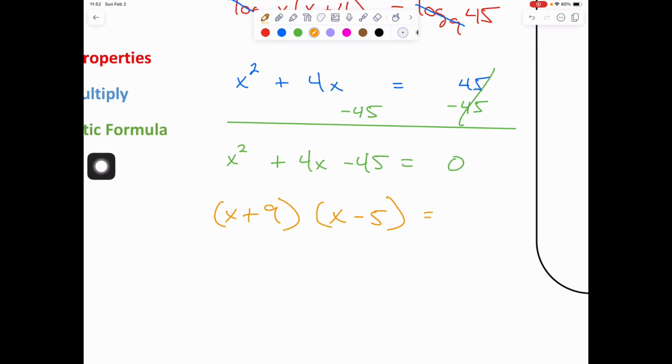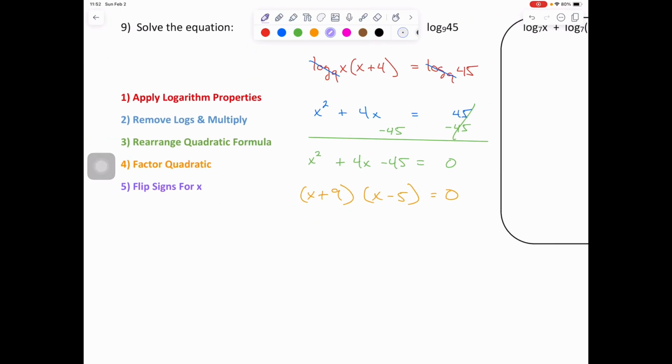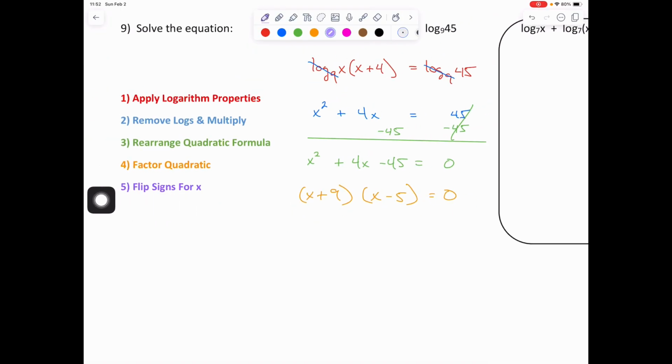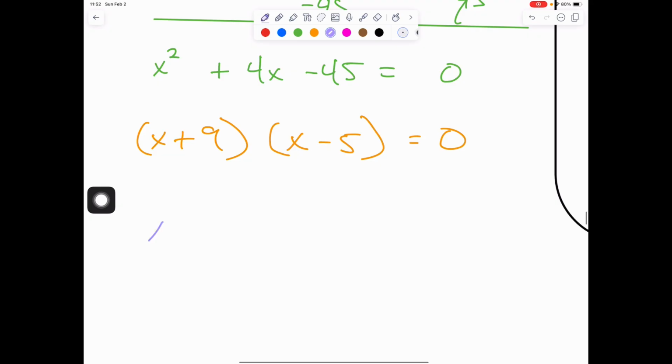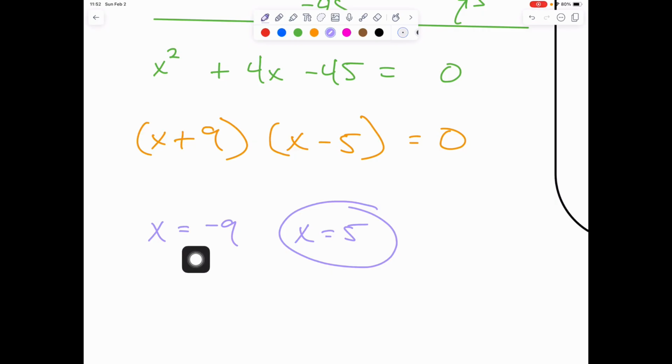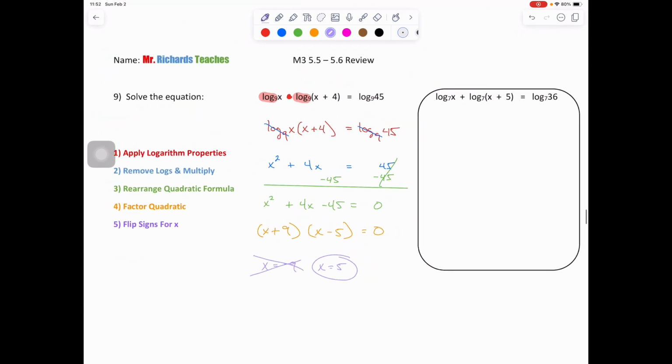We will set that equal to 0. Now I said just to take the opposite, because we can just flip the signs for x. Because if they were set equal to 0, well, x equals negative 9 and x equals 5. I will circle x equals 5 as our answer, because x equals negative 9 is undefined. All right, that's not an acceptable answer. So x equals 5. Pause the video and try your Olympic Jordan.